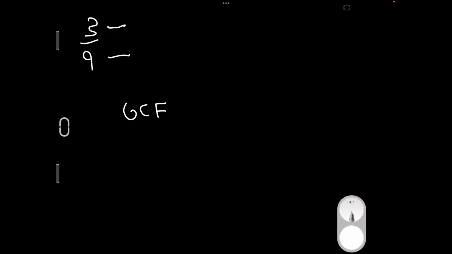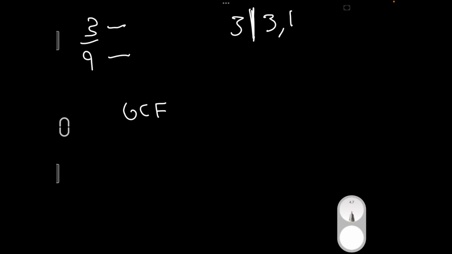So that sounds a bit confusing, so let me show you what I mean. So a factor is a number that can be divided by another number. So we want to find the numbers that can be divided by the numerator and the denominator. So what numbers can be divided by 3? So we know 3 can be divided by 3 because 3 divided by 3 is 1. So let's write that down. And we know that 1 can be divided by 3. So these are two factors of the number 3.